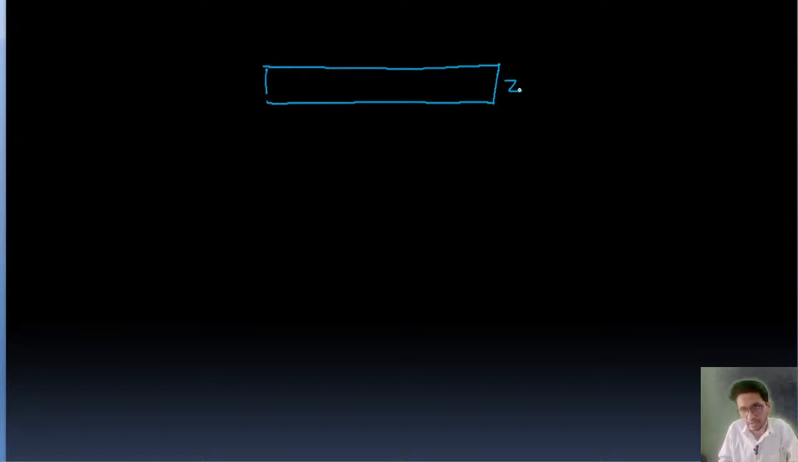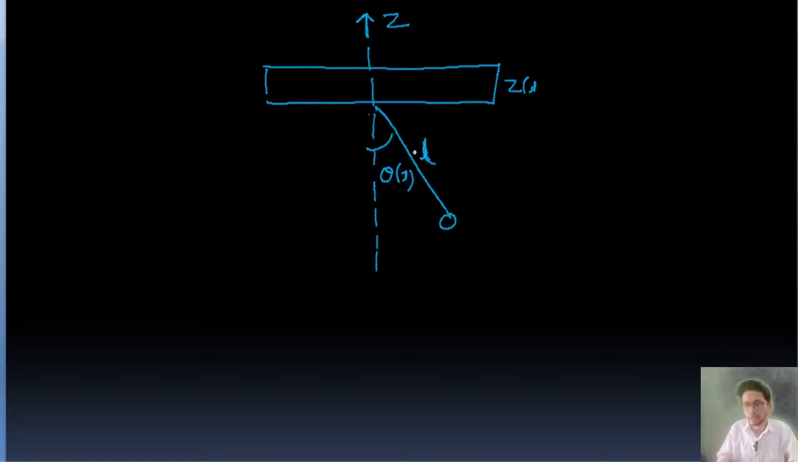This is Z, this thickness. And this is the Z axis, and this is the bob. This length is L, and this is theta, which is a function of t. This length is L. This is the figure given.